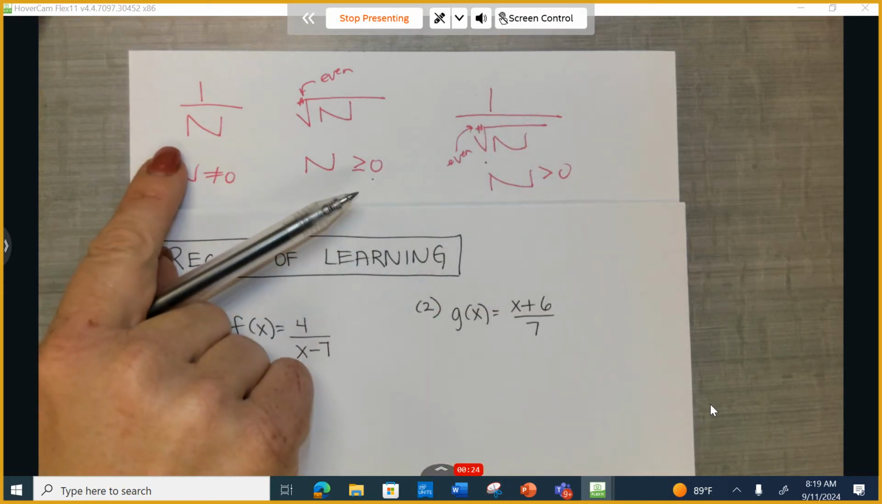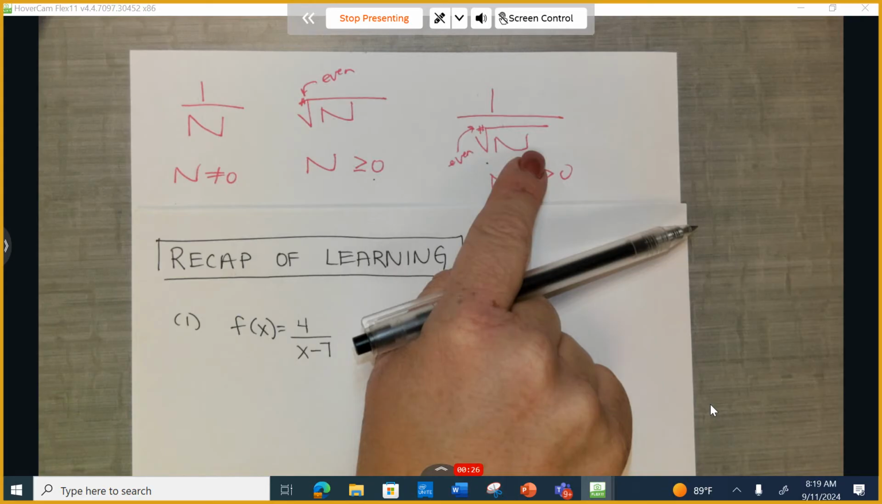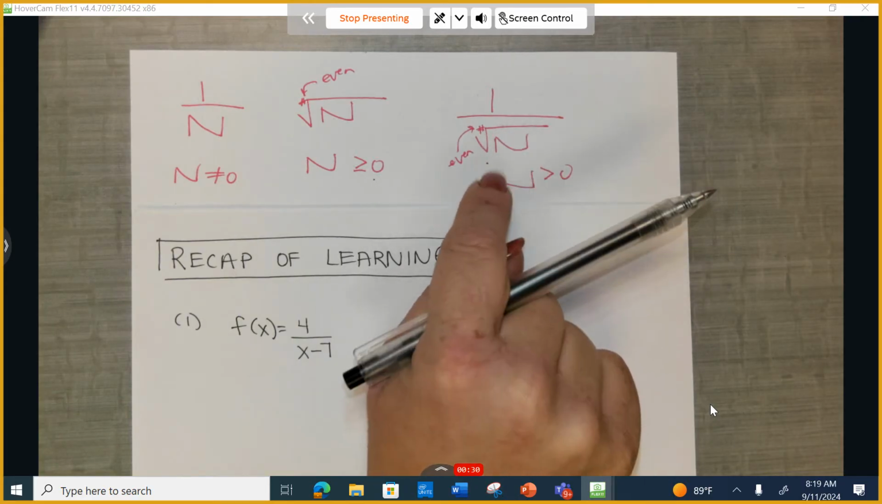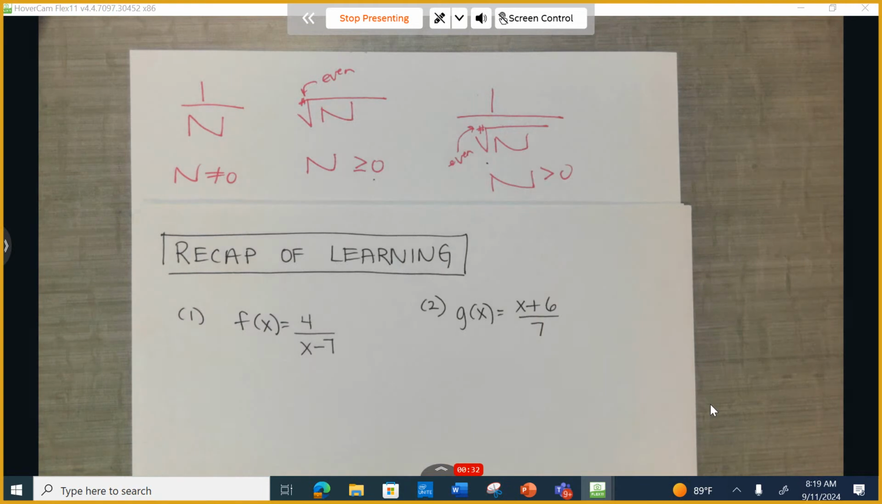We know that we can never have the denominator equal to 0. So in that case, we have to take away the equal sign at the bottom, and this value just has to simply be greater than 0 or positive. Okay, let's look at example 1 and example 2.